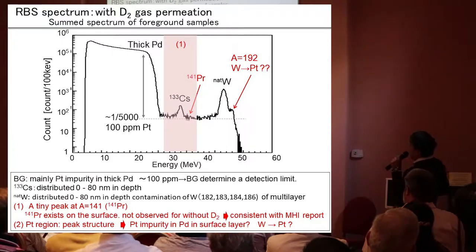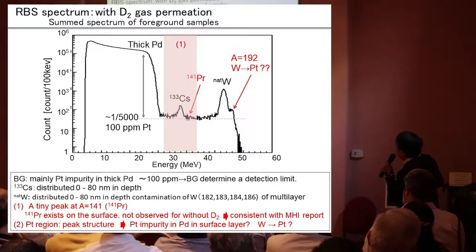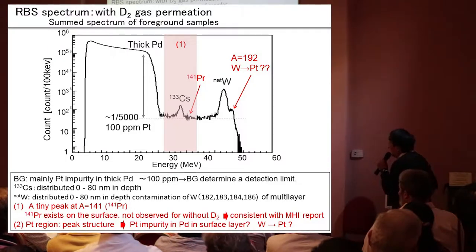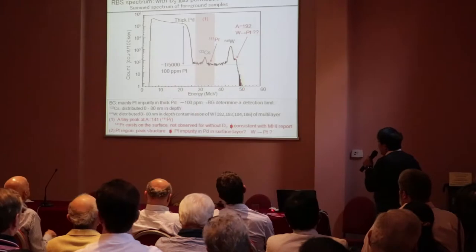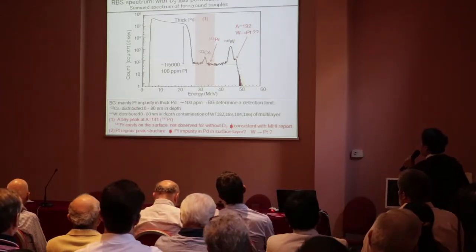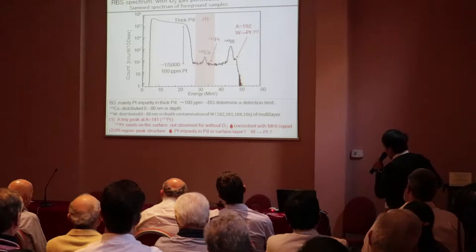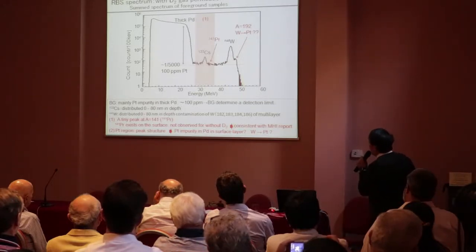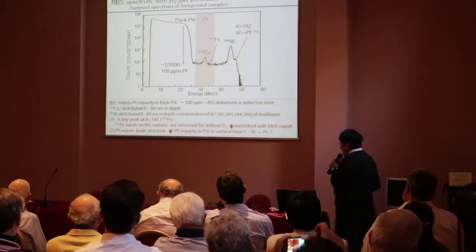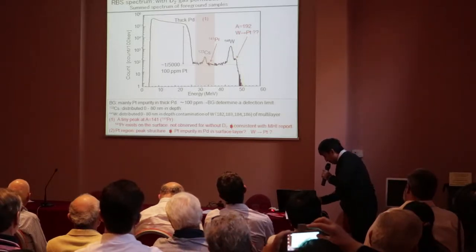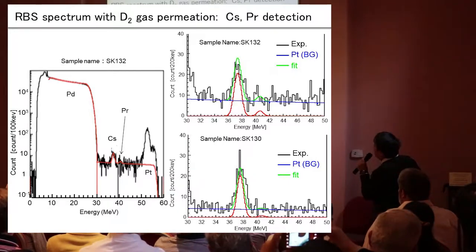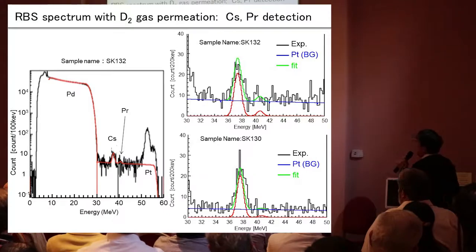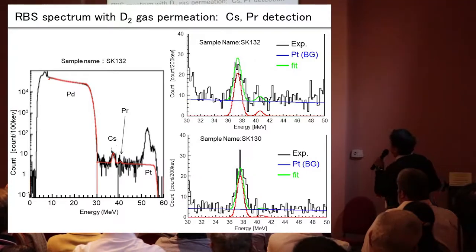First, I explain this praseodymium region. We can see a tiny praseodymium peak. So praseodymium exists on the surface, not observed without this gas permeation. This data is consistent with MHI reports. So we see the details in the spectrums. This is the sample name, SK132. Then all the total signals are shown, and this is a zoom up of this region.